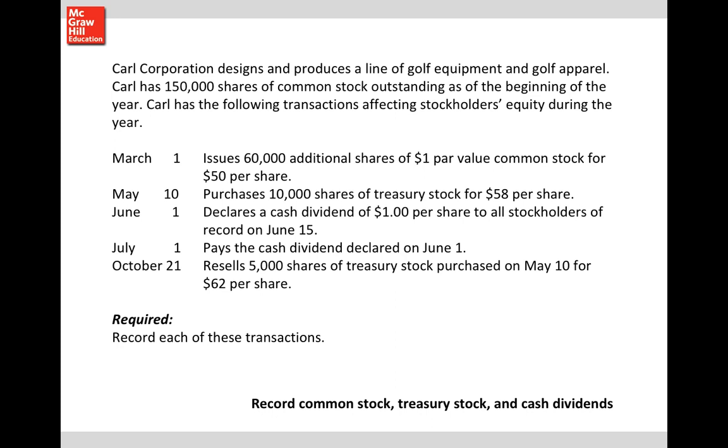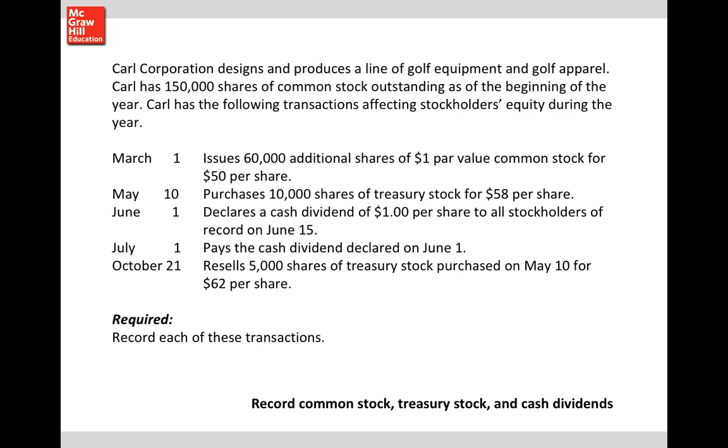Let's take a look at recording common stock, treasury stock, and cash dividends. Carl Corporation designs and produces a line of golf equipment and golf apparel. Carl has 150,000 shares of common stock outstanding as of the beginning of the year. Carl has the following transactions affecting stockholders' equity during the year.